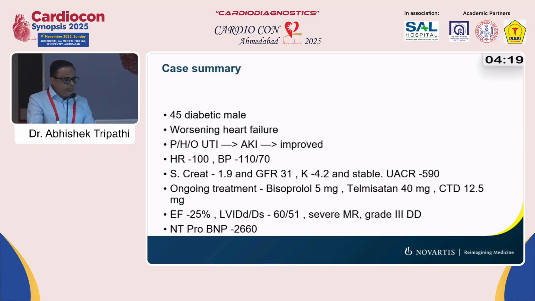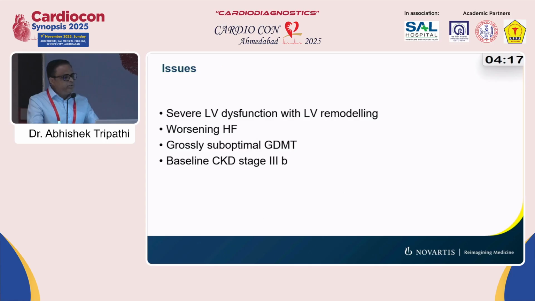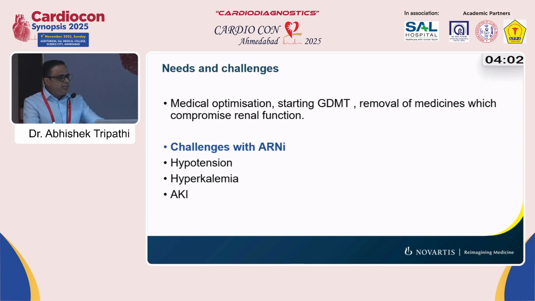So, with this case summary, what are the things we make out? That we are dealing with a patient who has severe LV dysfunction with LV remodeling. He has worsening heart failure. There's grossly suboptimal GDMT, and the patient has baseline CKD stage 3B. So the challenges are there.